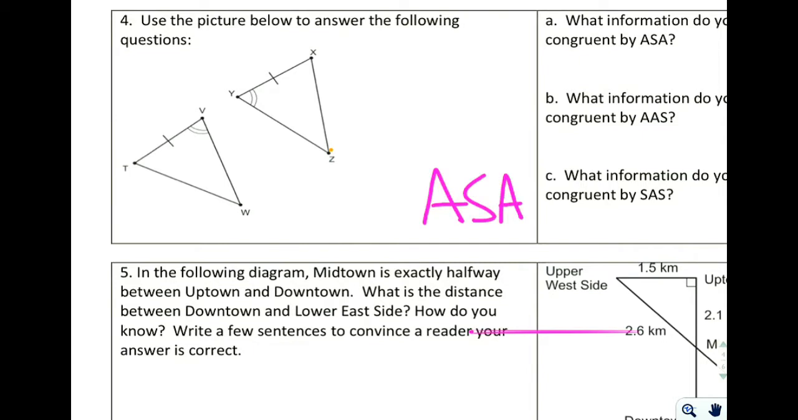We look at our top picture. We have an angle, a side, and we would need an angle right here. We have an angle, a side, and we need an angle right there. So the missing link that we don't already have is x and t. We would need angle x to be equal to angle t.